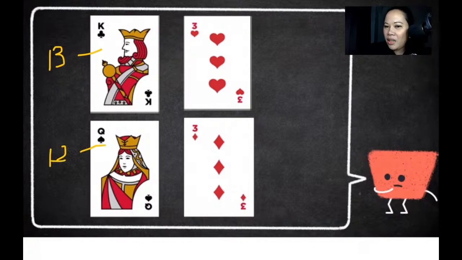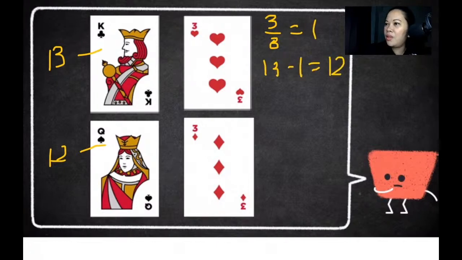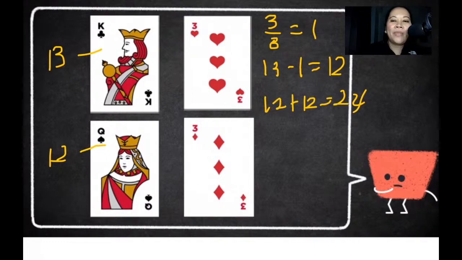Okay, Punini, you have 3 divided by 3 is 1. 13 minus 1 is 12. Okay. And then 12 plus 12 is 24. Yay! That's correct.